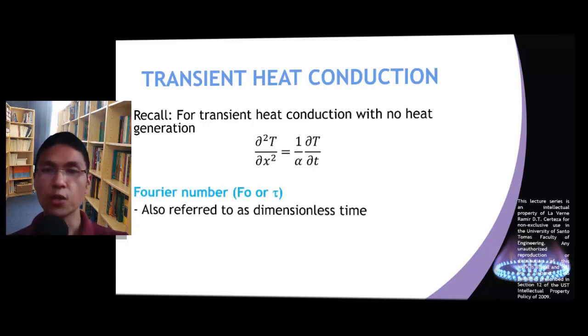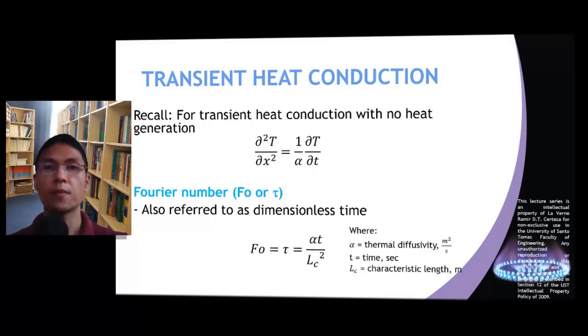When we non-dimensionalize time in this equation, the heat transfer parameter that we obtain is called the Fourier number, which is denoted by Fo or the Greek letter tau. It is computed by dividing the product of the thermal diffusivity of the object and the duration of time of the heat conduction process by the square of the characteristic length of the geometry.